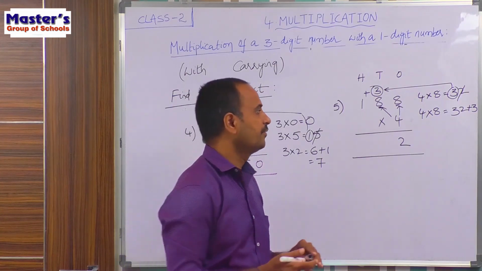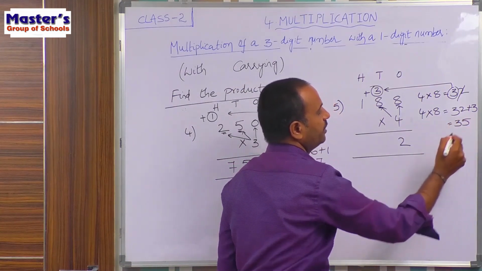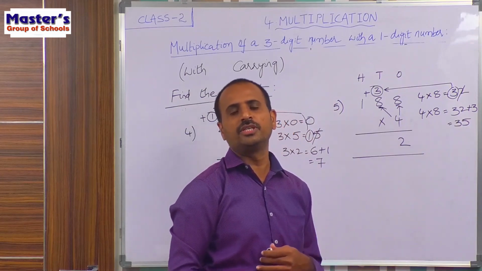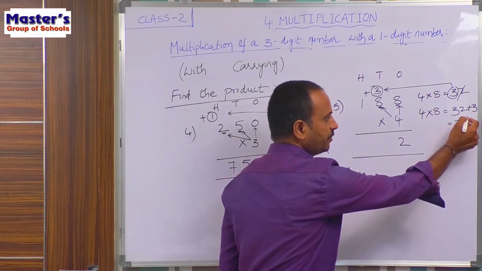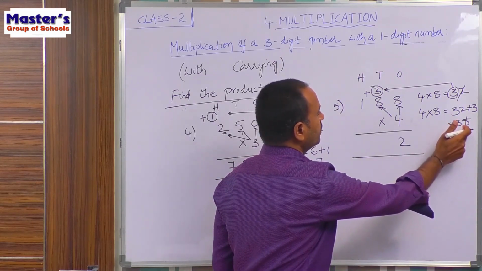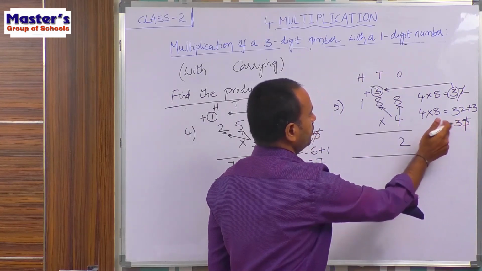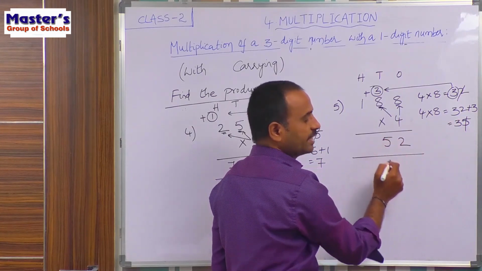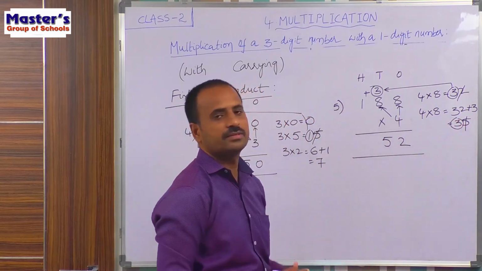So if you add 3 to 32, how much will you get? 35. So 35 again is a 2-digit number. Then what do we have to do? Write the second digit, 5, only under the tens place, and carry the first digit to the next place.